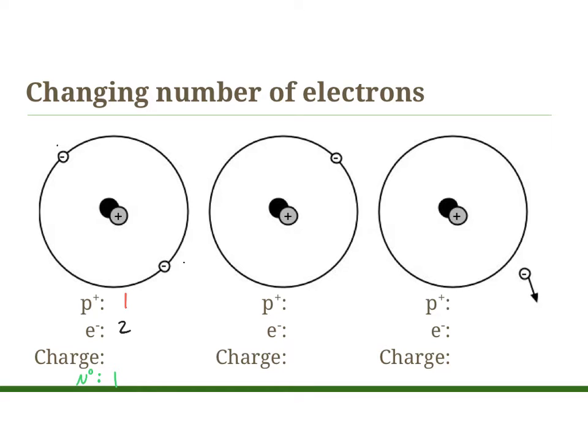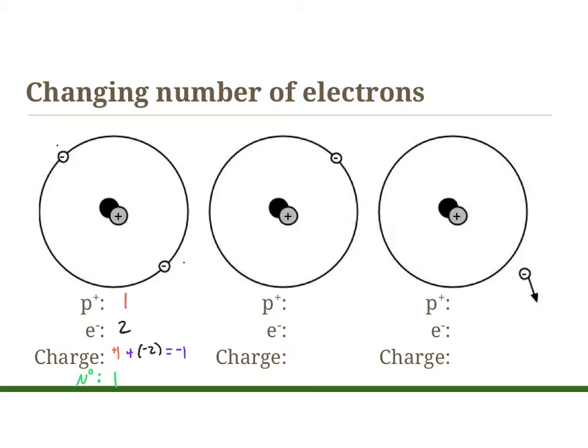So in this case, I have a +1 plus a -2, because remember there are 2 negative things. So the charge then becomes, in this case, a -1.